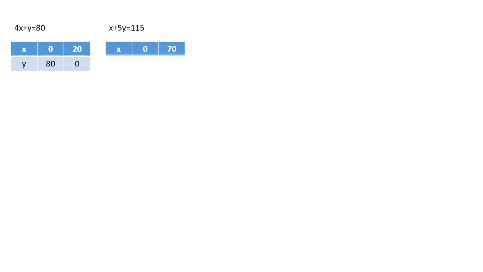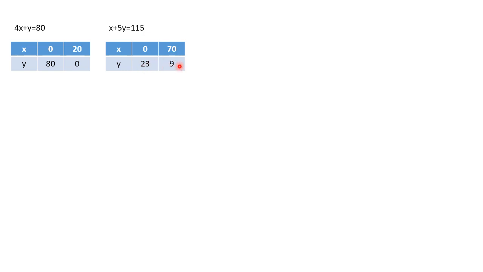Next, let's find the table of values. First one is 4x plus y equal to 80. First we put x equal to 0. x is 0 means we will get y equal to 80. Next, y equal to 0: if I put it, 4x equal to 80, x is equal to 80 by 4, that is 20. Next is x plus 5y equal to 115. Then we put x equal to 0. x is 0 means 5y equal to 115, y equal to 115 by 5, we will get 23.